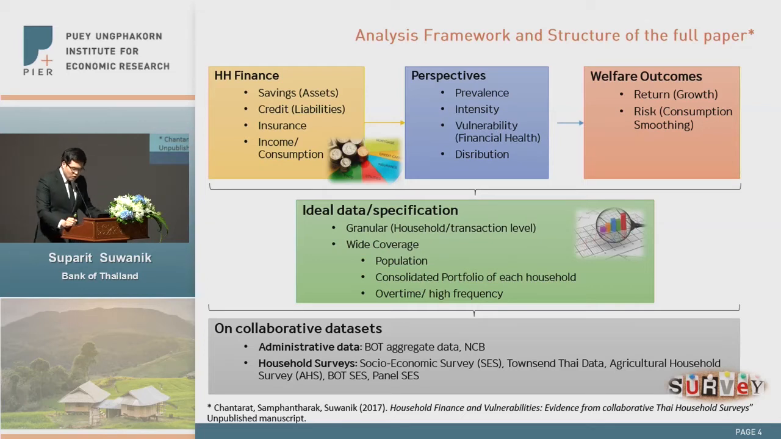And for the household surveys, we have several of them. The first one is the socio-economic survey, and the second one is the famous Townsend Thai survey from Professor Townsend himself, and the agricultural household survey, which is done by the Ministry of Agriculture and Cooperatives. And the Bank of Thailand SES, which is the extra module attached to the original SES. And of course, the last one is the panel SES itself. I will speak on the details later on.